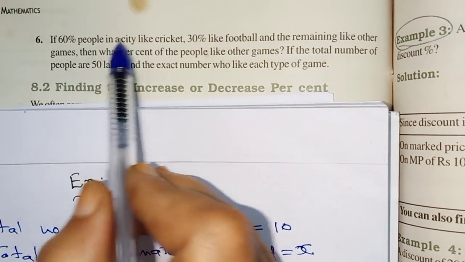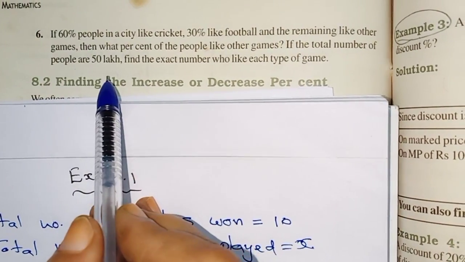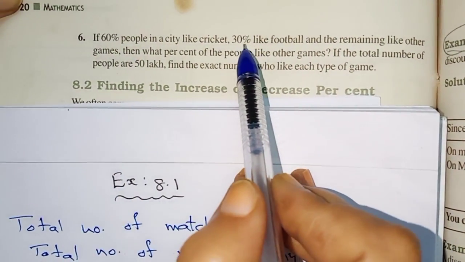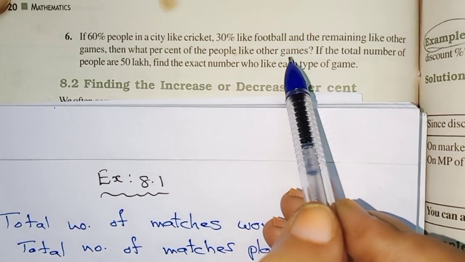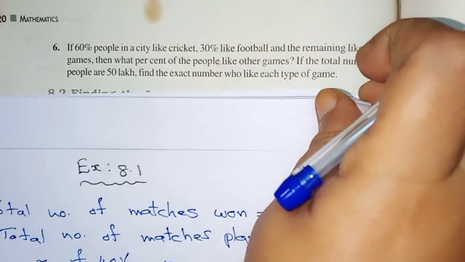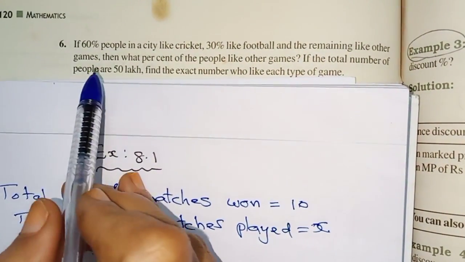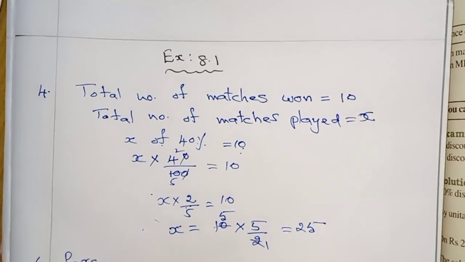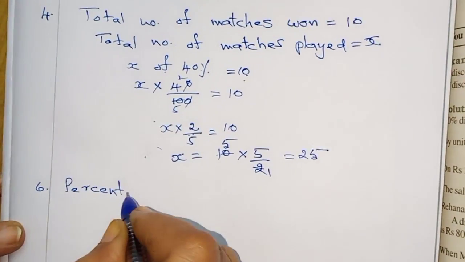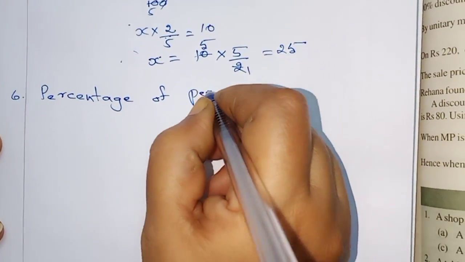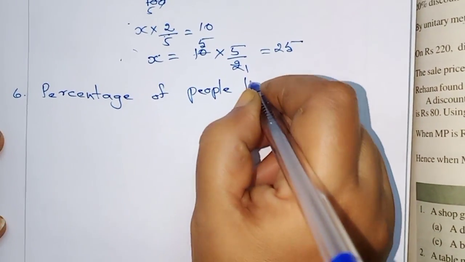Here they gave it in the form of percentage. You have to find it in the form of a number. How many people like cricket? How many people like football? How many people like other games? So let us start the sum. So percentage of people who like cricket.